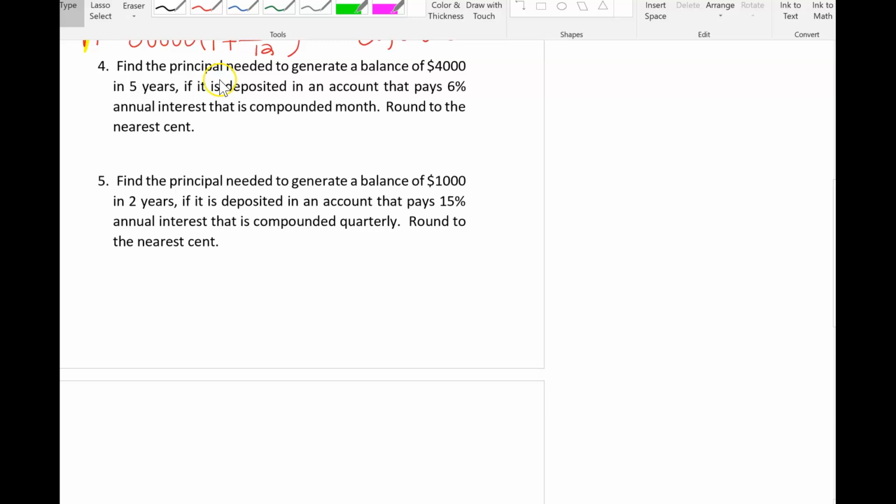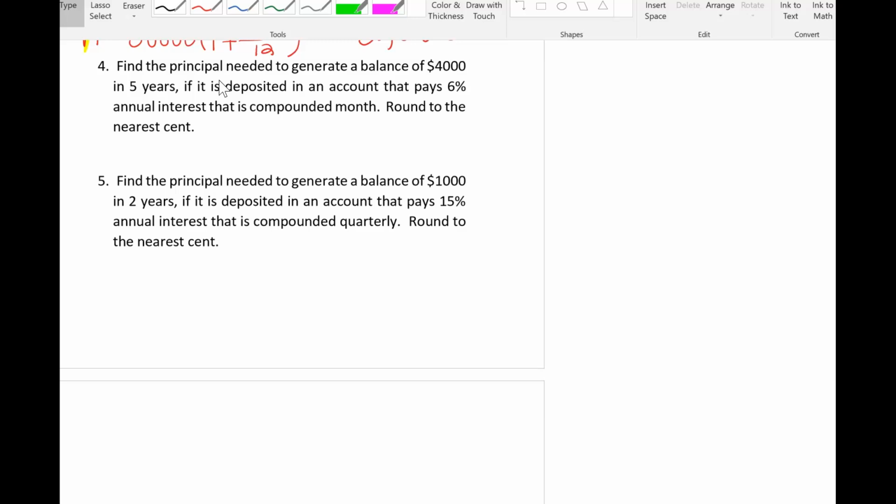So if we look at number 4, it says find the principal needed to generate a balance of $4,000 in 5 years, if it is deposited into an account that pays 6% annual interest that is compounded monthly. Round to the nearest cent. So in number 4, they're asking you to find how much we have to deposit now so that in 5 years we'll have $4,000.